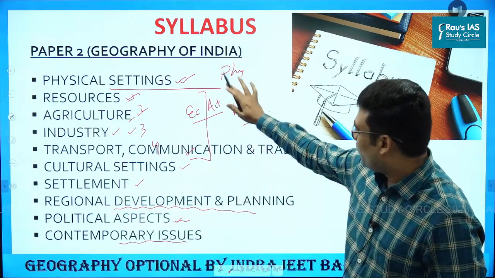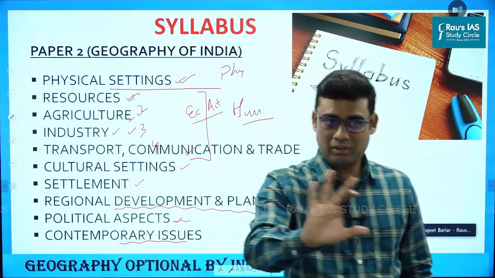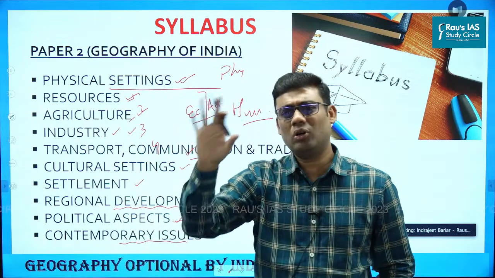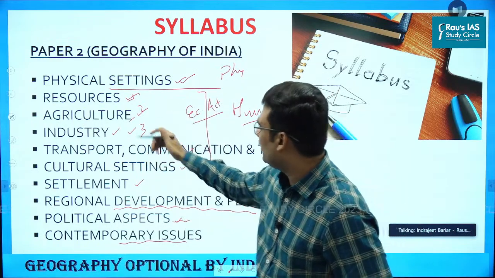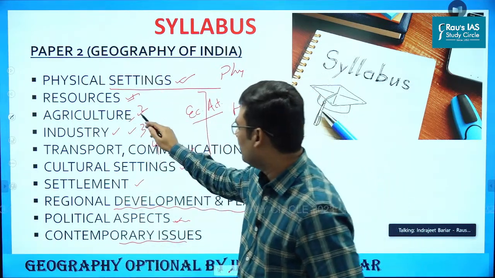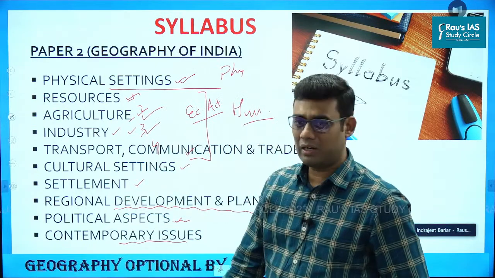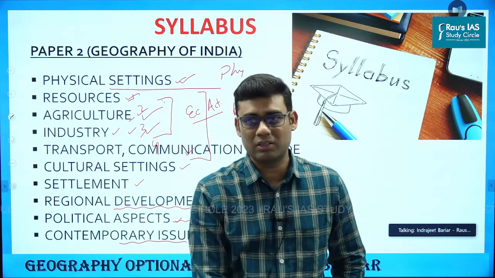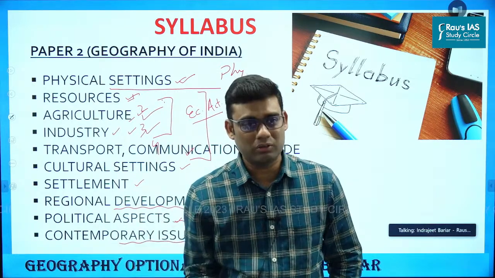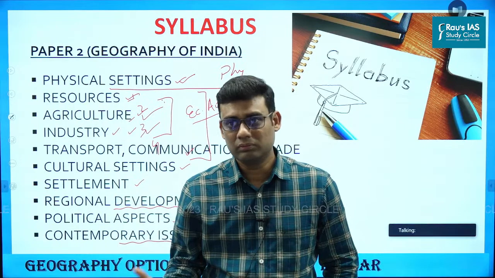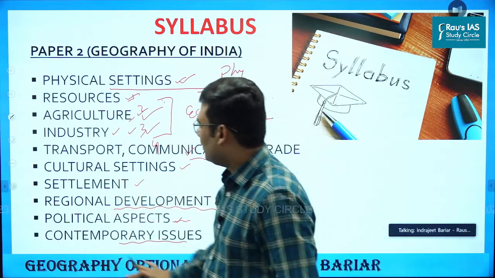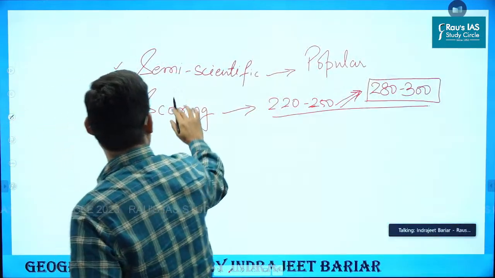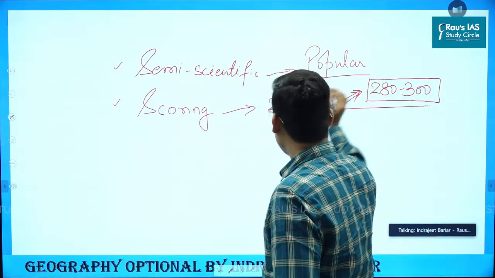So first thing here, scoring aspect. Getting a clear picture of how your paper would look. Similarly, if you see this paper, especially your agriculture part and your industry part, these are something which you study very straightforwardly in GS, under geography also, under economy also. So these are the aspects related to the scoring aspect. So one, that is the nature, being popular.